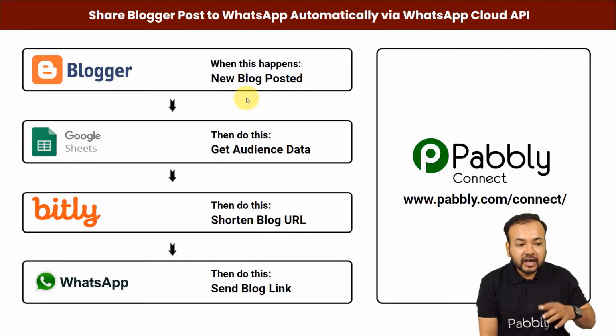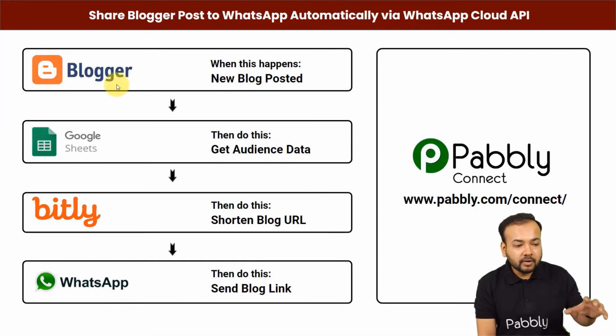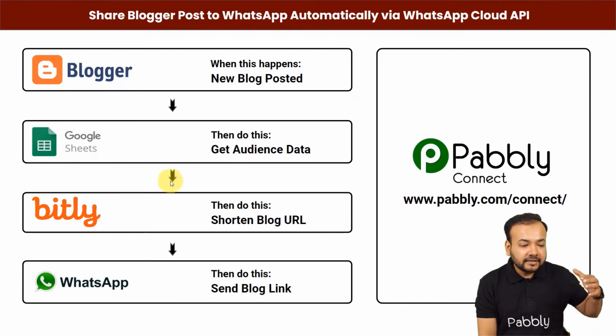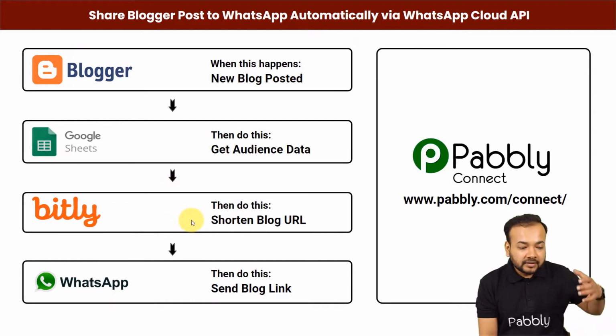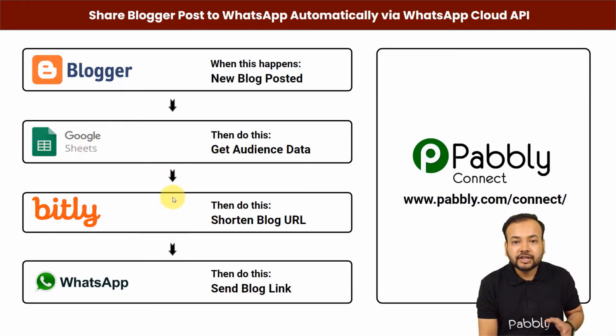Here you just have to post the blog on your blogger site, and our automation is going to get the audience data from this spreadsheet application here, and then after that the link of your blog is going to be shortened by Bitly application, and the shortened link of your blog will be shared on WhatsApp to the audience automatically that you have in your Google Sheets application.